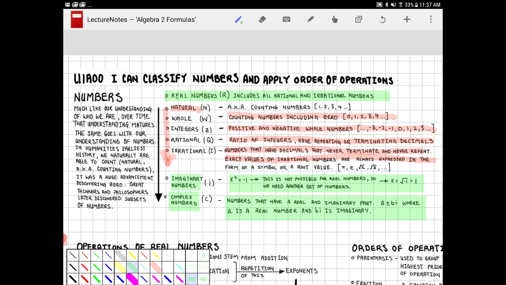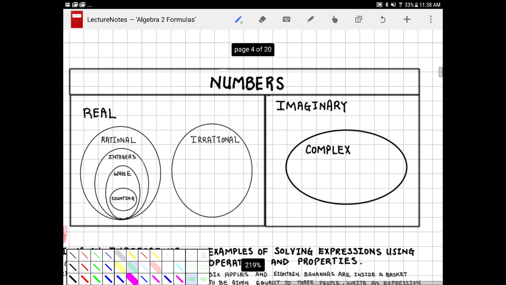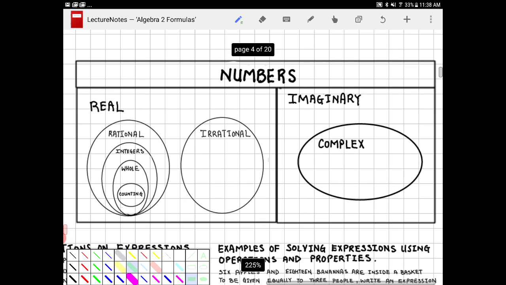And if we take a look at all the number sets that we have, really two different kinds. We have a real number system, as well as an imaginary number system. And it can all be classified under this one Venn diagram under numbers. So we have the real on the left and then the imaginary on the right. The imaginary numbers, again, are numbers that involve square root of -1, and complex numbers are numbers that involve a real plus an imaginary number.